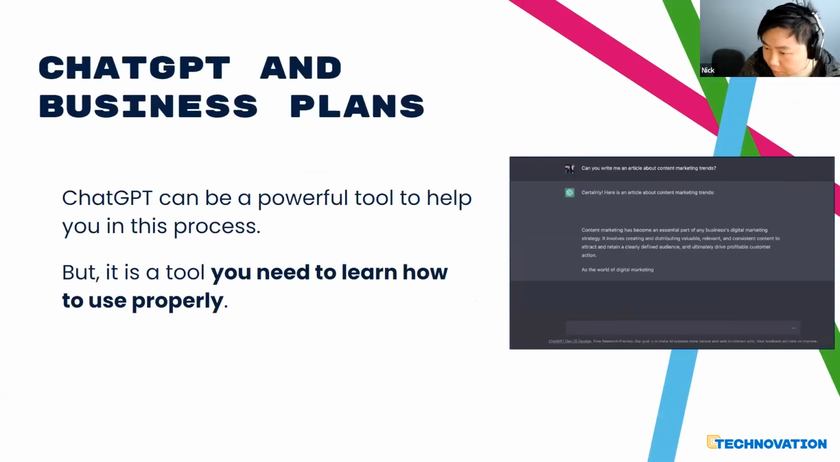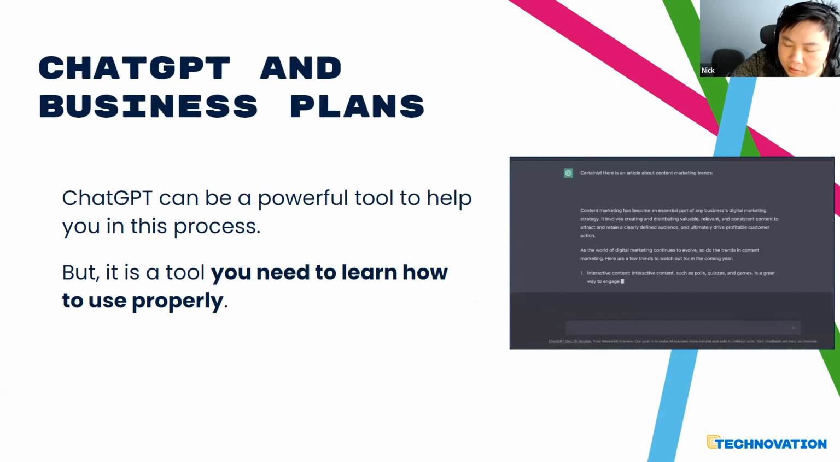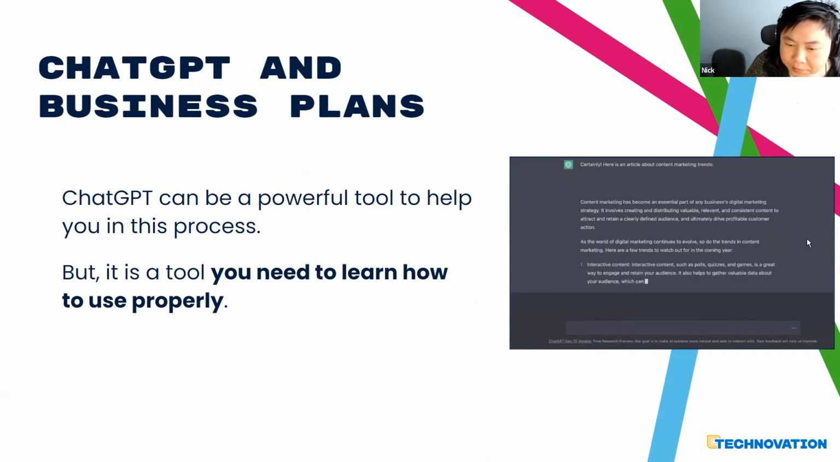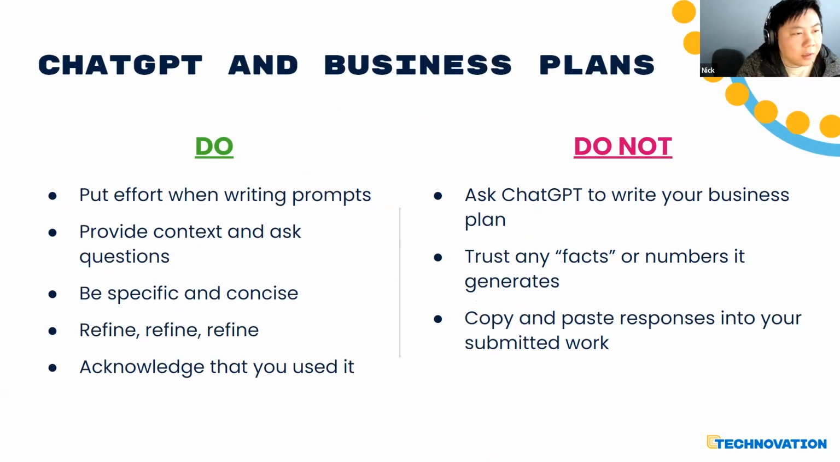I just said this, but I do really want to stress it: it is a tool that we should approach very carefully. So how do we do that? Here's a quick bullet point list of do's and don'ts when using ChatGPT in regards to your business plan. Don't worry if you don't understand everything yet. This is just a little preview. We're going to go over some examples, and hopefully this list will make more sense afterwards.